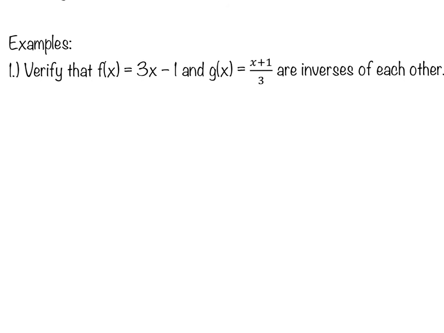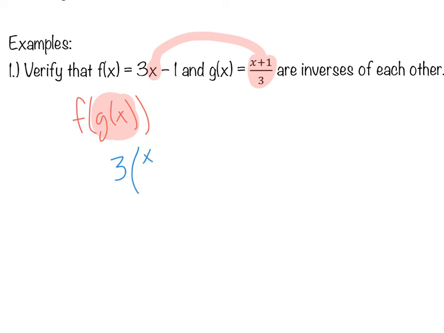So we have f of x and g of x. The first thing we're going to do is f of g of x. So what that means is that this is our input, which means that this right here is going to be inputted into the x in the other equation. So let's do that. So I have 3, and instead of x, I'm going to replace it with the g of x function, which is x plus 1 over 3, minus 1.